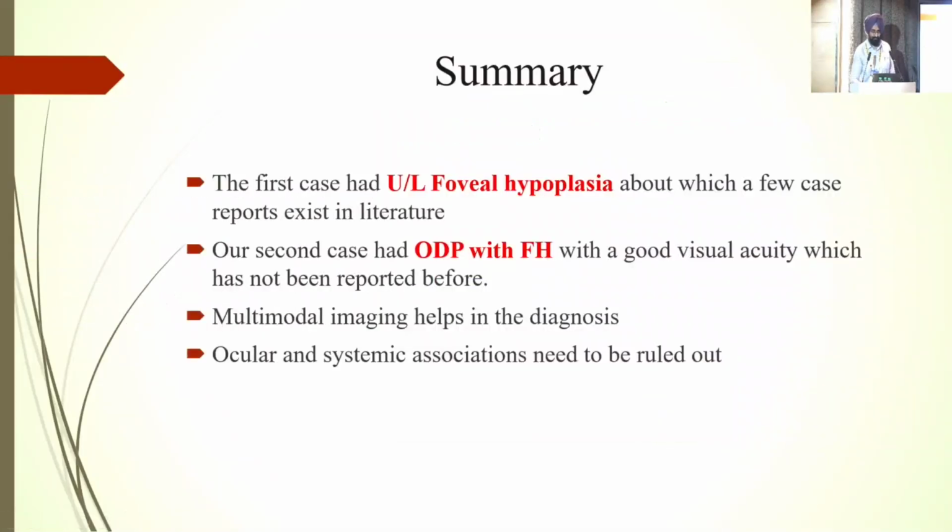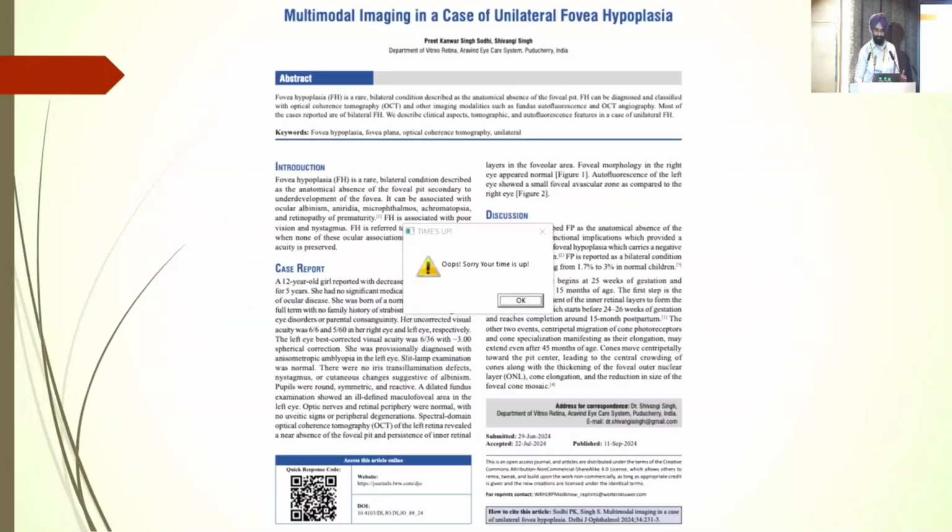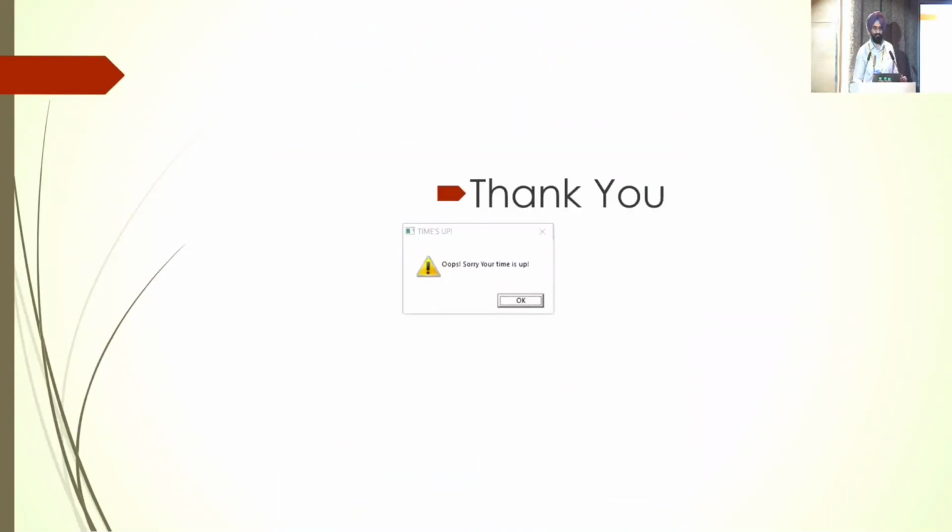So to summarize, my first case had unilateral foveal hypoplasia with decreased vision, about which few case reports exist. The second case had good visual acuity, but it has not been reported before. Multimodal imaging helps in the diagnosis. We published our first case in DJO. The second is under publication. Thank you.